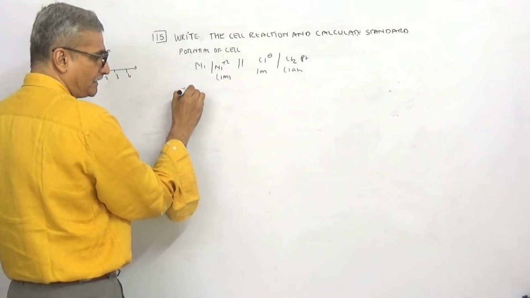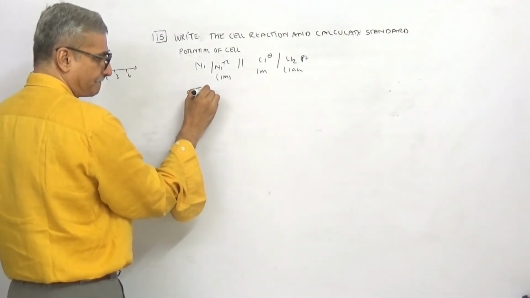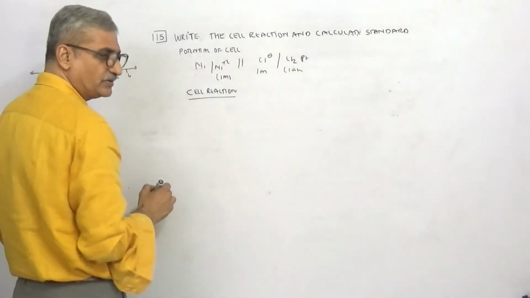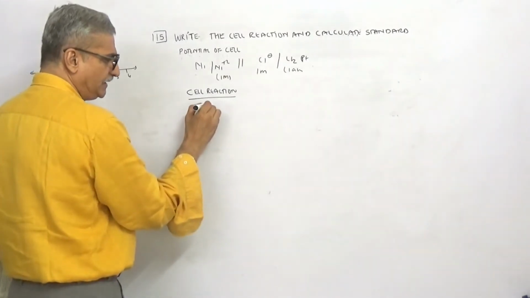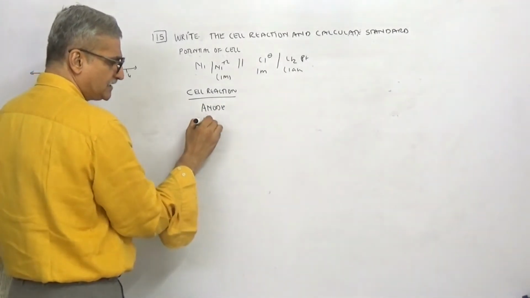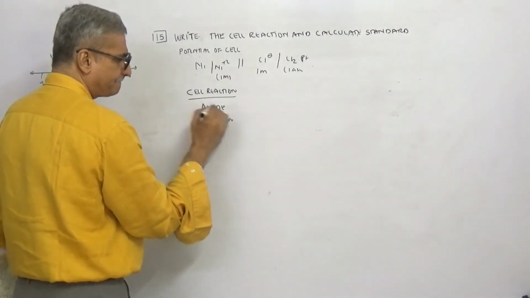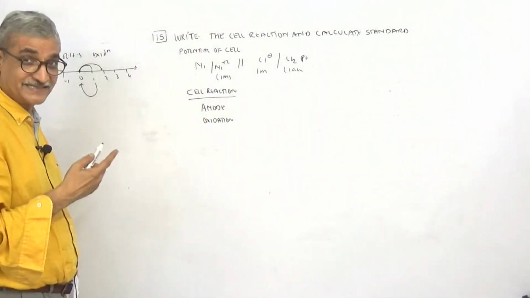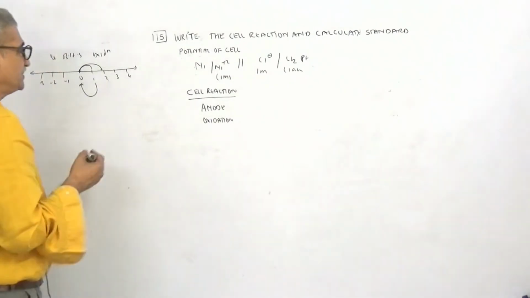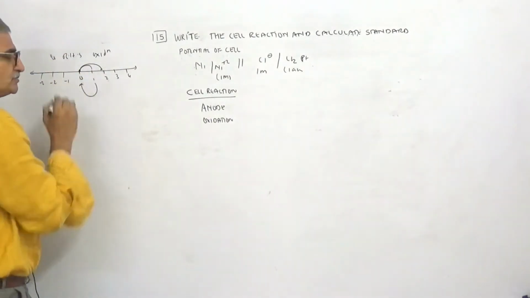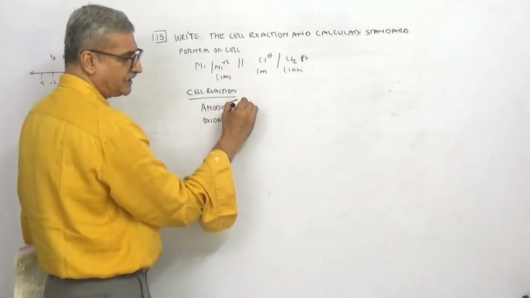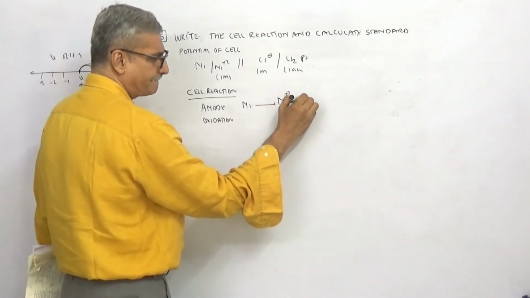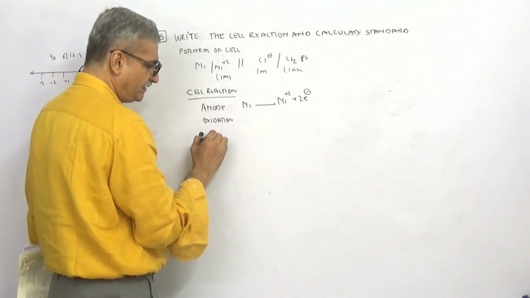So cell reaction first. This is anode, this is cathode as per the convention. So at the anode, we are expecting oxidation reaction. So now nickel to nickel plus 2 or nickel plus 2 to nickel, which is oxidation? This is easy, but in difficult you have to use this. So nickel to nickel plus 2 is oxidation, nickel plus 2 to nickel is reduction. So we need the oxidation reaction. So nickel to nickel plus 2 plus 2 electrons.